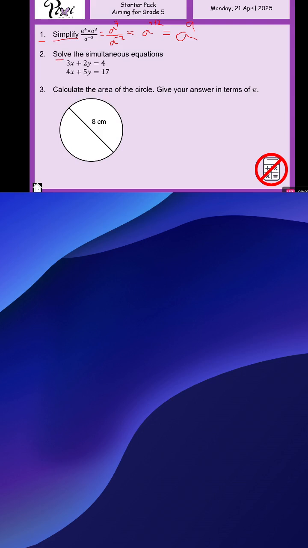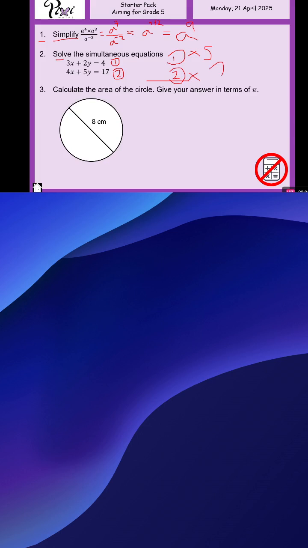Question number 2. We're asked to solve the simultaneous equations 3x plus 2y equals 4, 4x plus 5y equals 17. Step 1, I want to try and make it so I've got the same number of x's or the same number of y's. So I'm going to multiply the top equation by 5, and the second equation by 2. That will become clear in a second as to why I'm doing that.